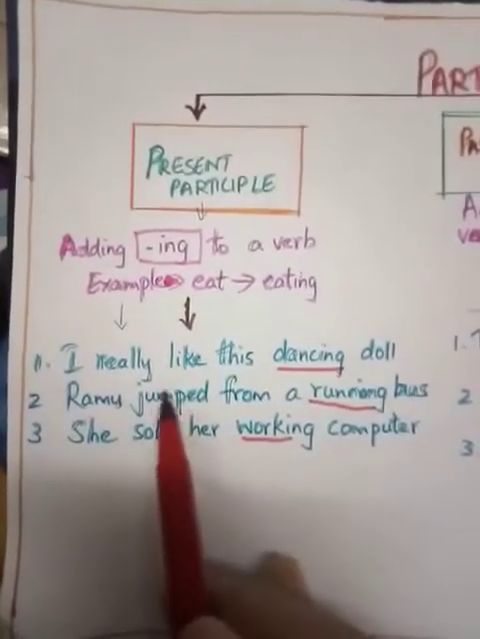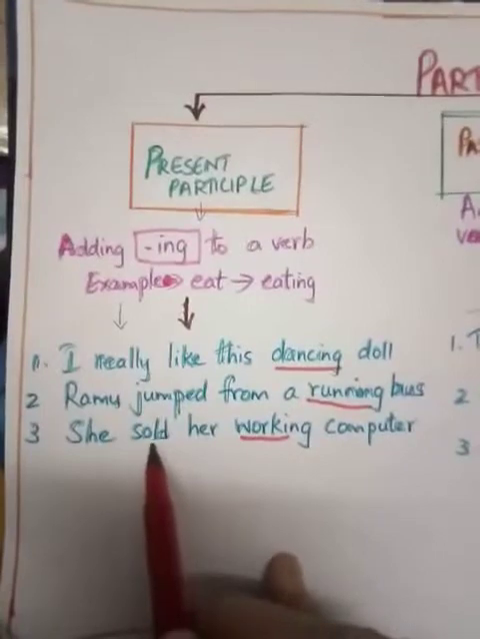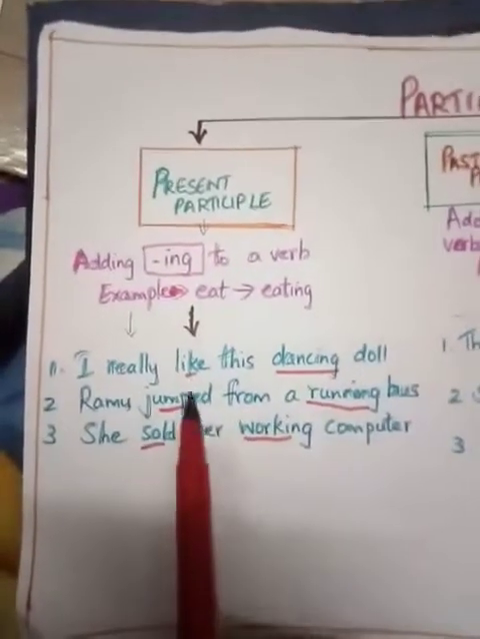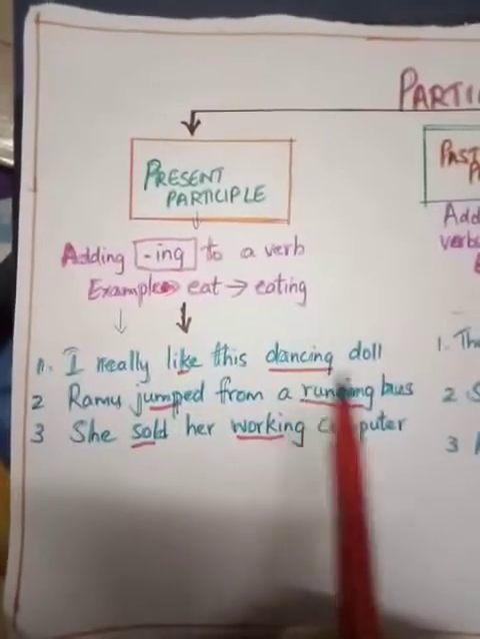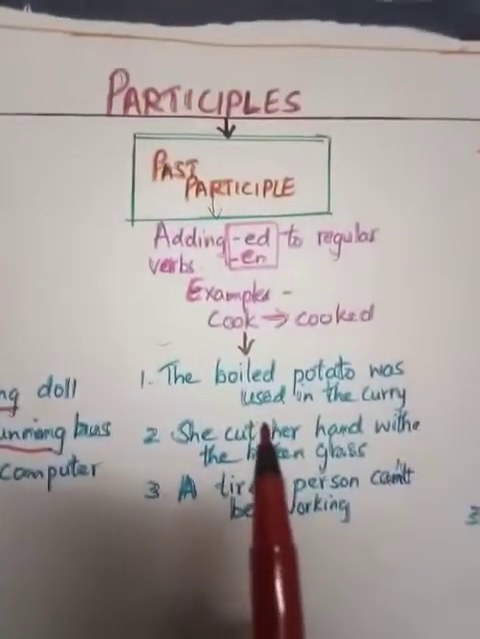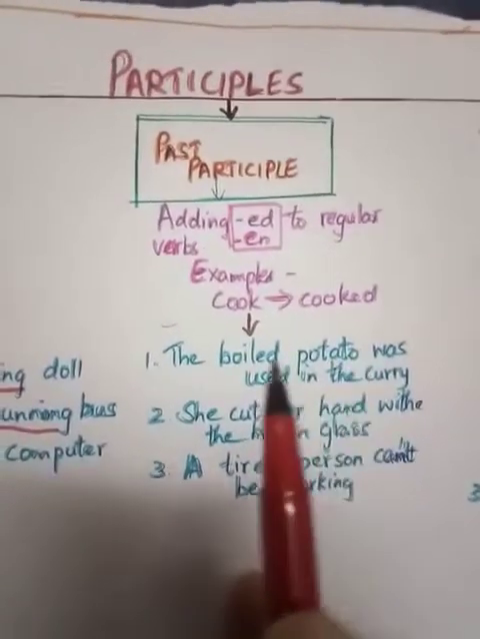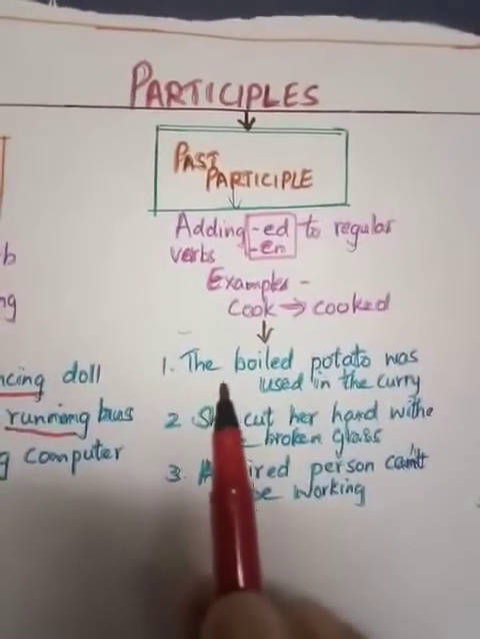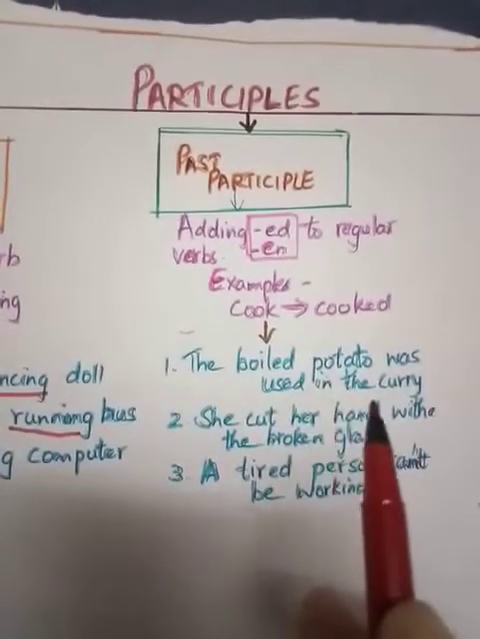And what are the main verbs here? The actual verbs are sold, the main verb, jumped, and like. So you have the main verb and the present participle. In the same way, you have the past participle, adding ed or en to regular verbs. Cook, cooked. Now you see here, the boiled potato was used in the curry.